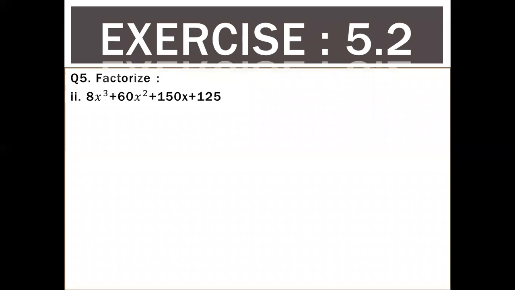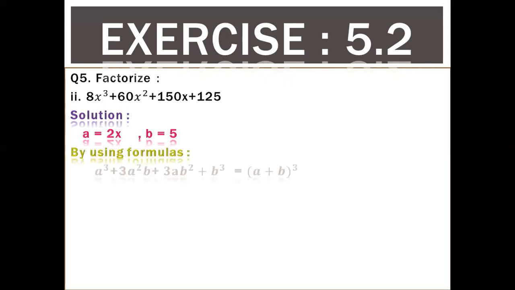Here's the expression. Question number 5 again, factorization. The expression is 8x cubed plus 60x square plus 150x plus 125. You have calculators and you can find the cube root of the terms easily. You see that 8 is a cube of which number, and same 125 is a cube of which number. You can find the cube of numbers from the calculator. 8 is a cube of 2x and 125 is a cube of 5.